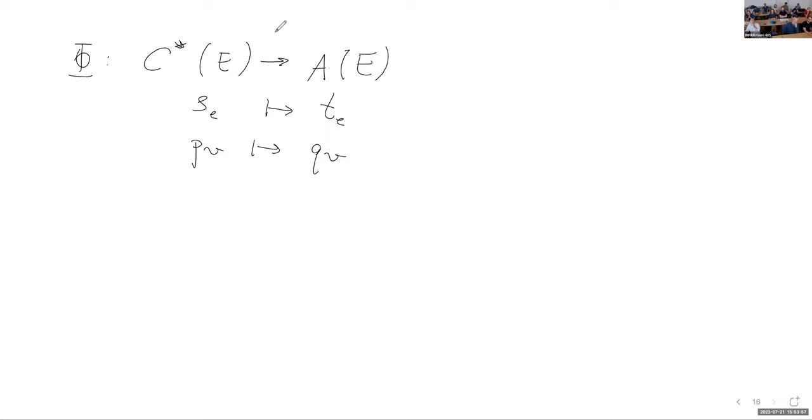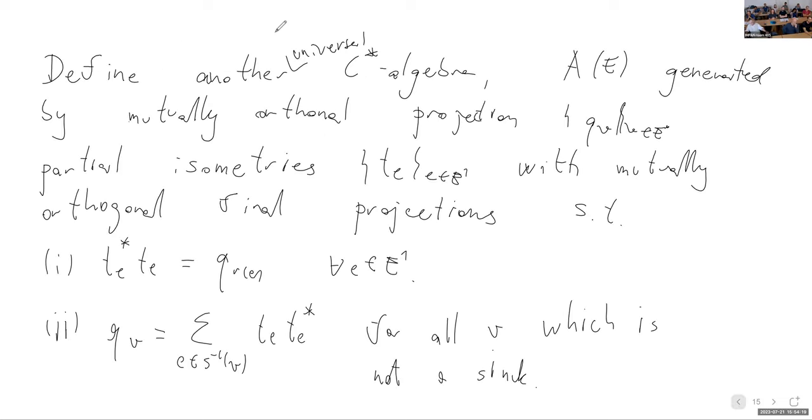So you can build a map from the C-star algebra of the graph to this new algebra, also associated with the graph, sending each partial isometry to the corresponding partial isometry and each projection to the corresponding projection. Nice, the relation from the left-hand side, so you can construct it. Yeah, so just going back there, we need to see that these satisfy the other relations.